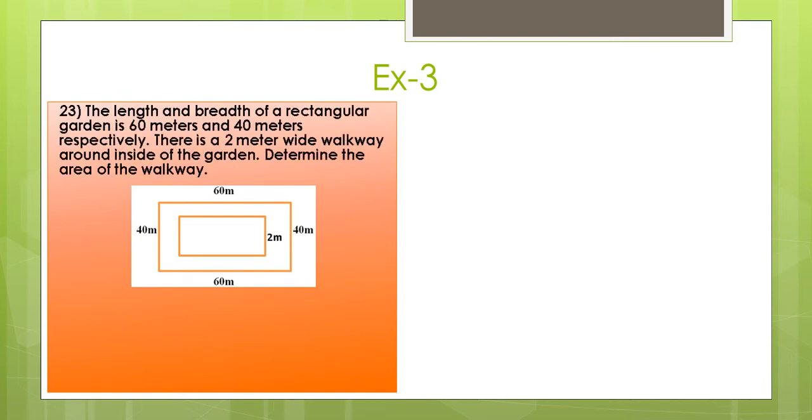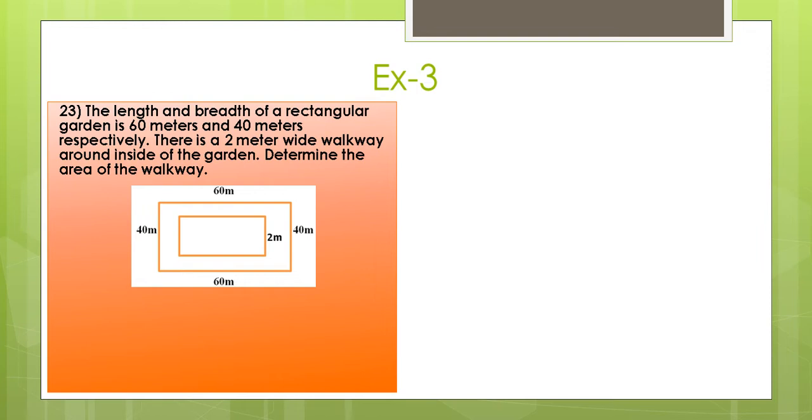So let's start a math from exercise 3, that is number 23. Let's read. The length and breadth of a rectangular garden is 60 meters and 40 meters respectively. There is a 2-meter wide walkway around inside of the garden. Determine the area of the walkway.